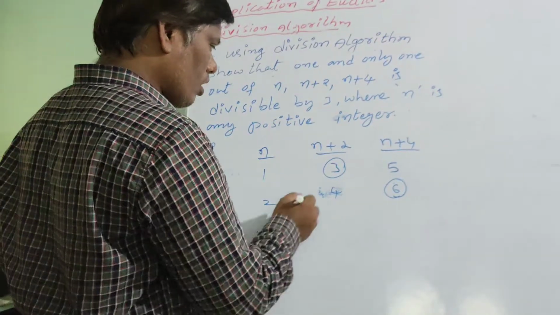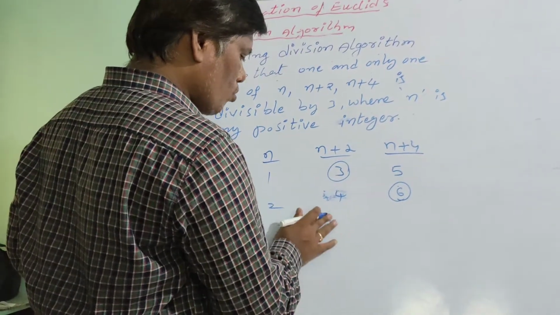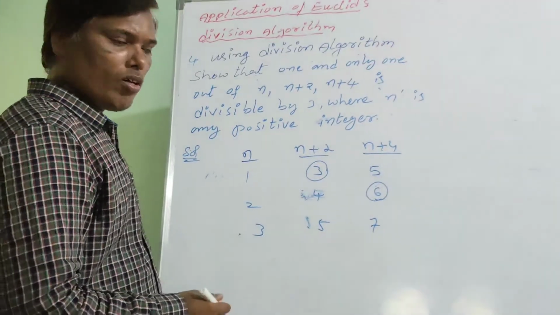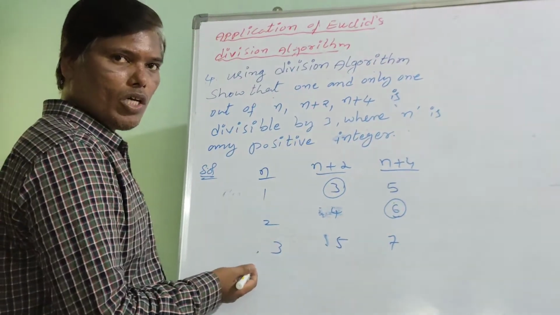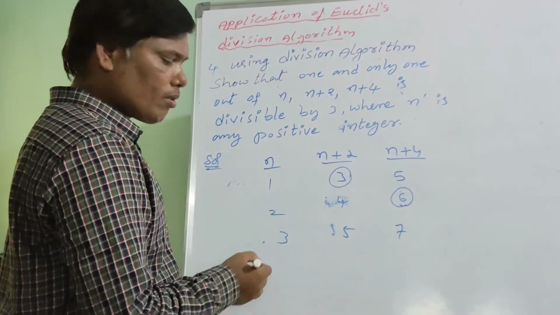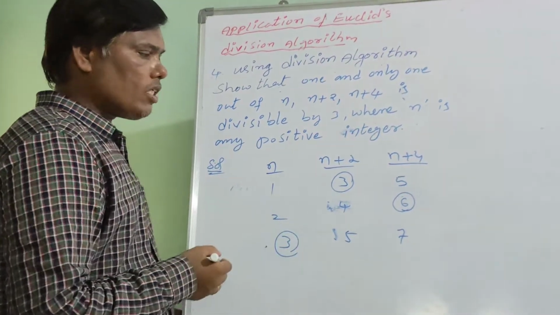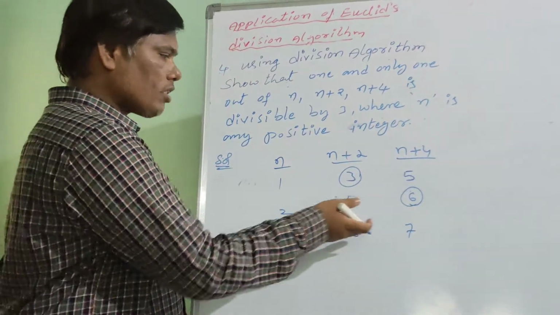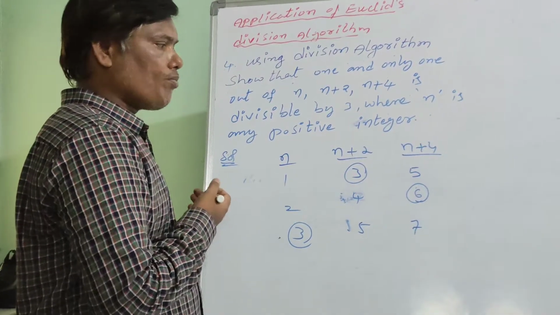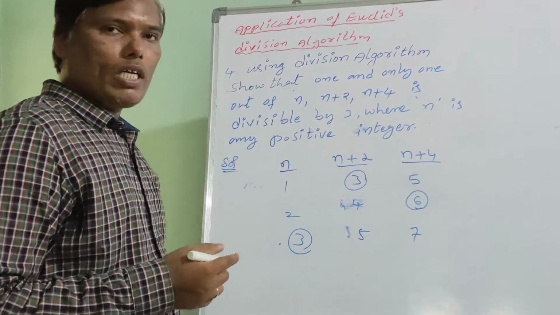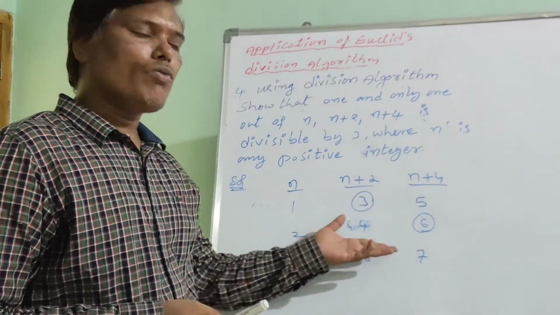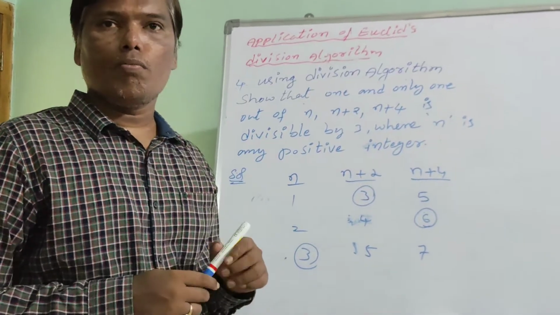If n is equal to 3, then n plus 2 value, 3 plus 2 means 5, and n plus 4 value, 3 plus 4 is equal to 7. Among these three numbers, 3 is divisible by 3 and the remaining two numbers, 5 and 7, are not divisible by 3. Only one out of these three numbers is divisible by 3. So clearly you can observe, if you go on for any positive integer n, we will get only one out of the three numbers divisible by 3.